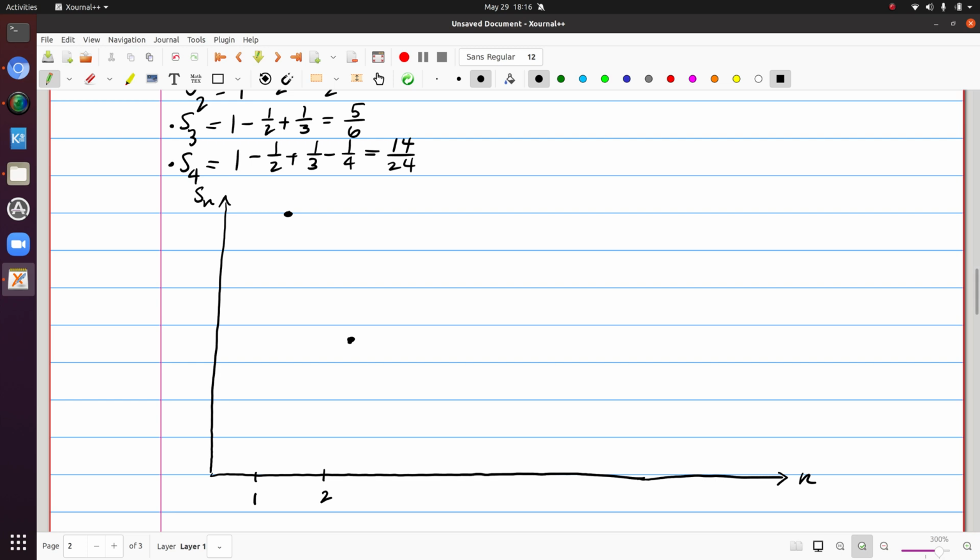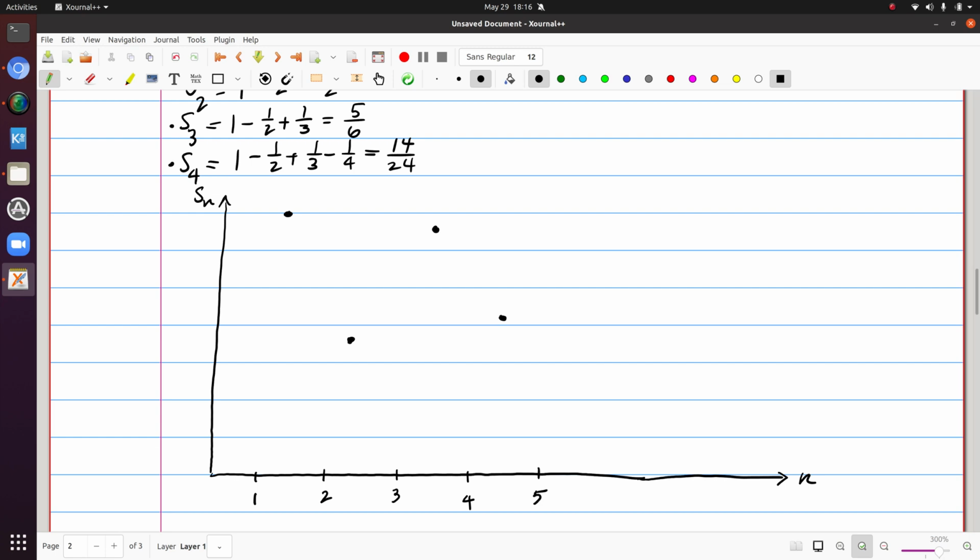And then the next partial sum was 5/6. So then we go back up, but we don't quite get all the way back up to 1. We're just short of that. And then on the next partial sum, we're going to move back down, but we don't make it all the way back down to 1/2. And so we're going to start to have this behavior.